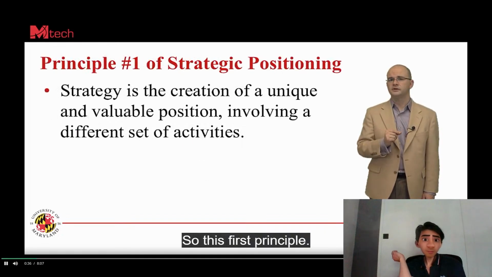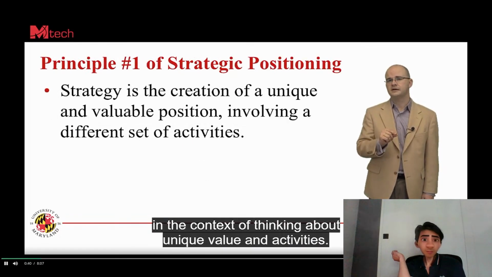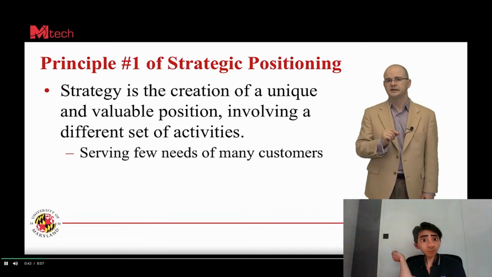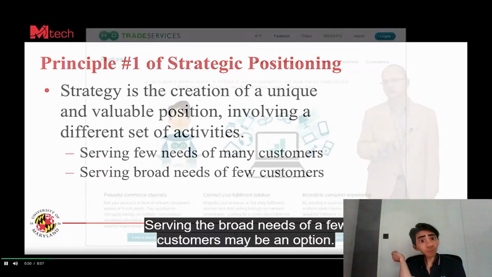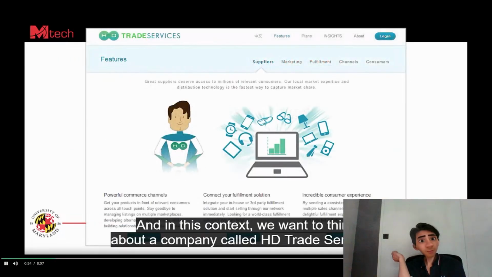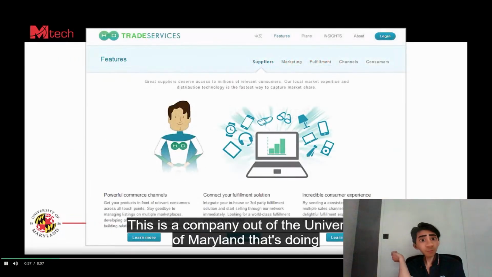So this first principle is oriented towards positioning in the context of thinking about unique value and activities. Serving a few needs of many customers may be an option. Serving the broad needs of a few customers may be an option. And in this context, we want to think about a company called HD Trade Services. This is a company out of the University of Maryland that's doing a very unique solution.